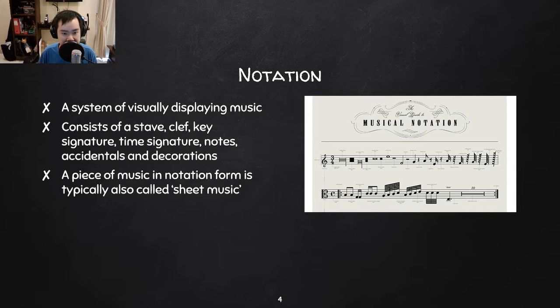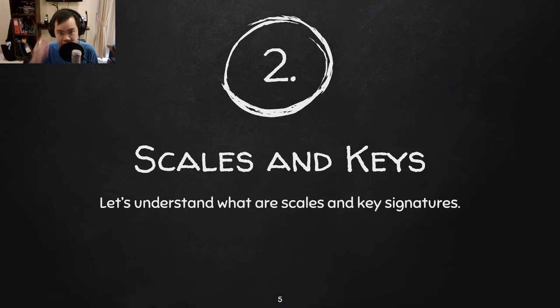So a piece of music in its notation form is typically also just called sheet music, because it's traditionally written on sheets of paper. Even to this day, musicians playing in an orchestra, or piano players playing in a recital or playing accompaniment, are going to have the sheet music as well, which is music written in sheets.